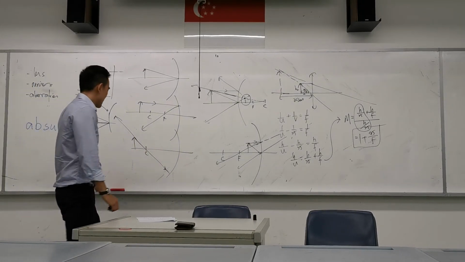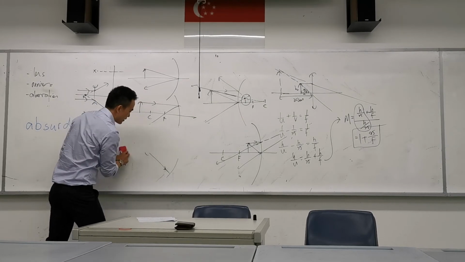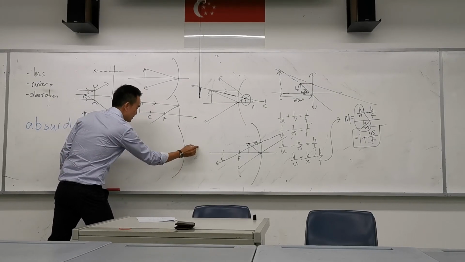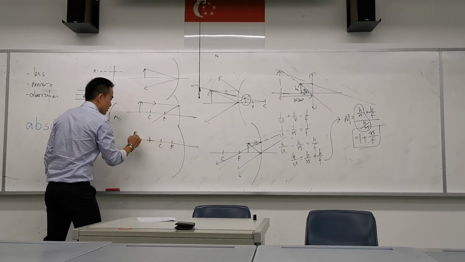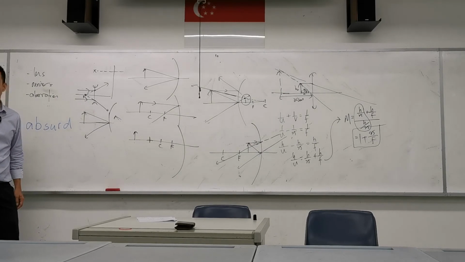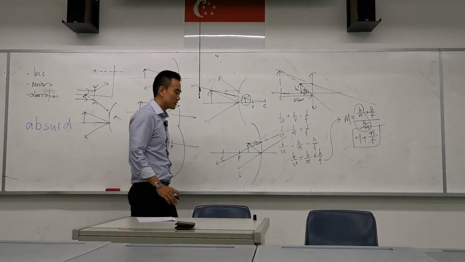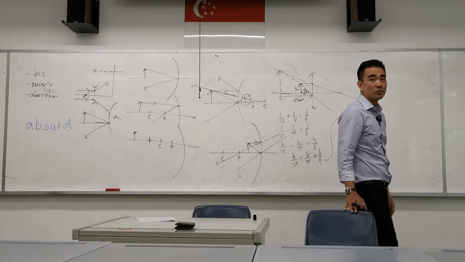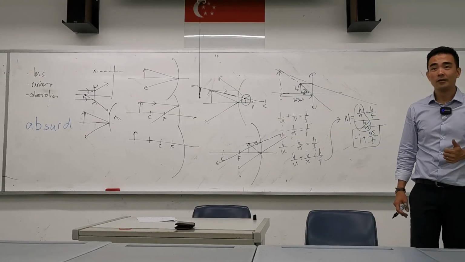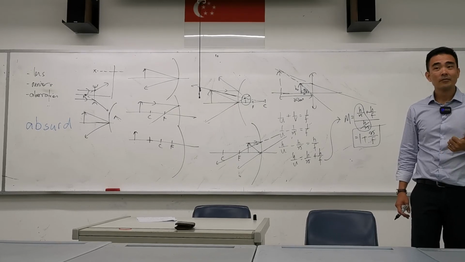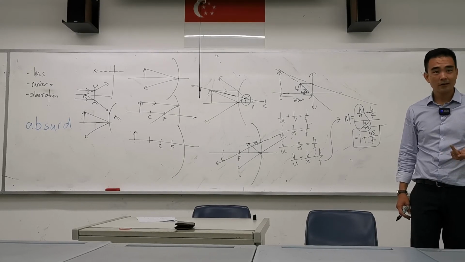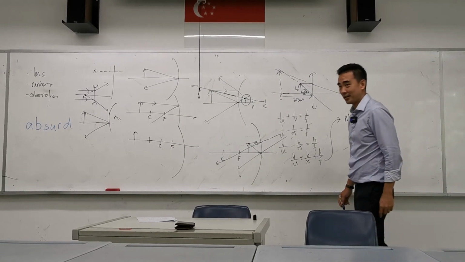Cool? Now make a guess. If you were to have a mirror where this is C, this is F, and I place an object here, how would the image be like? Remember your converging lens? If I place an object that's very far away, the image will be real or virtual? Real. And then inverted and then diminished. Correct. Let's check.